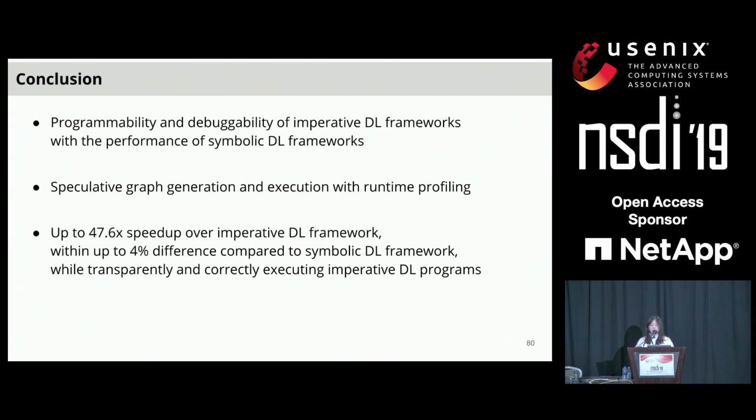Now, let me conclude my presentation. JANUS combined the programmability of imperative deep learning frameworks and the performance of symbolic deep learning frameworks. It was possible with speculative graph generation and execution with runtime profiling. JANUS succeeded in improving the throughput up to 47.6 times compared to imperative deep learning frameworks, within only up to 4% difference compared to symbolic deep learning frameworks. It also preserved the correctness at the same time.